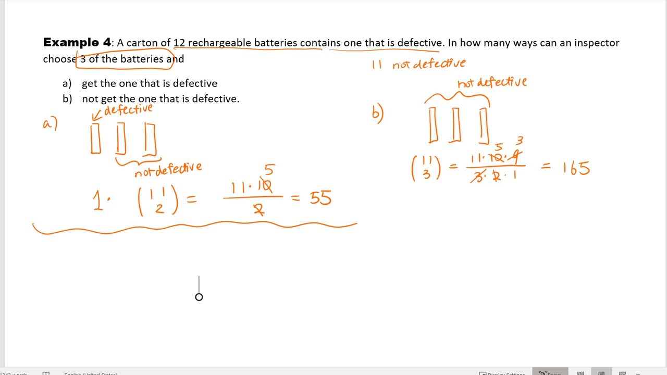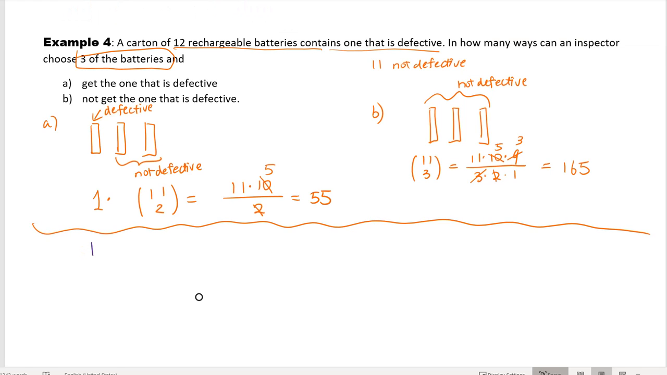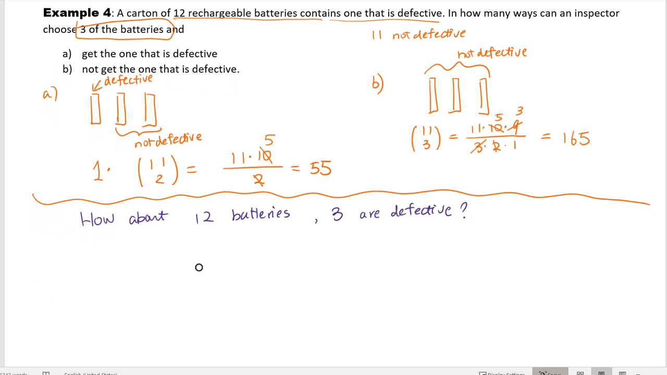Okay, let me change this problem a little bit. How about we have 12 batteries and 3 of them are defective. Okay, please pause this video and try to complete this problem. Answer both part A and part B. Have you finished? Let's check our work together.